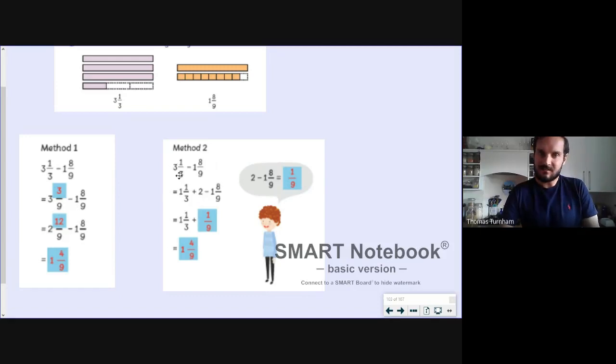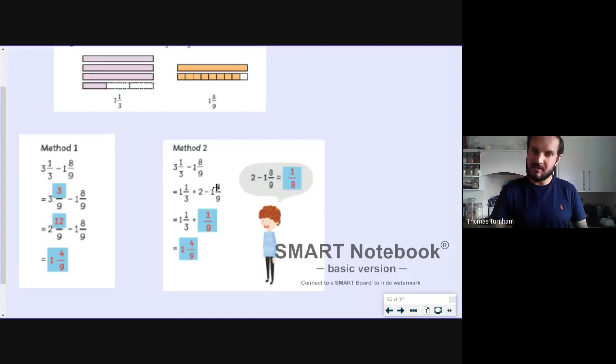So all I've done is take this 3 here, and I've separated that 3 into a 2 and a 1. Why have I separated it into a 2 and a 1? Hopefully you've realized, because we said that this is almost 2. So now I can almost forget about this 1 1/3 for a moment and look at my 2 take away 1 8/9. Well, 2 take away 1 8/9 leaves me with 1/9.